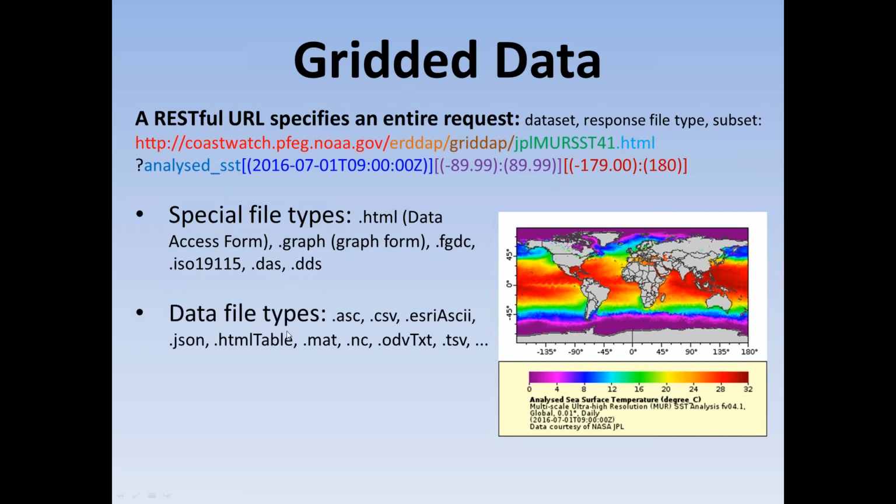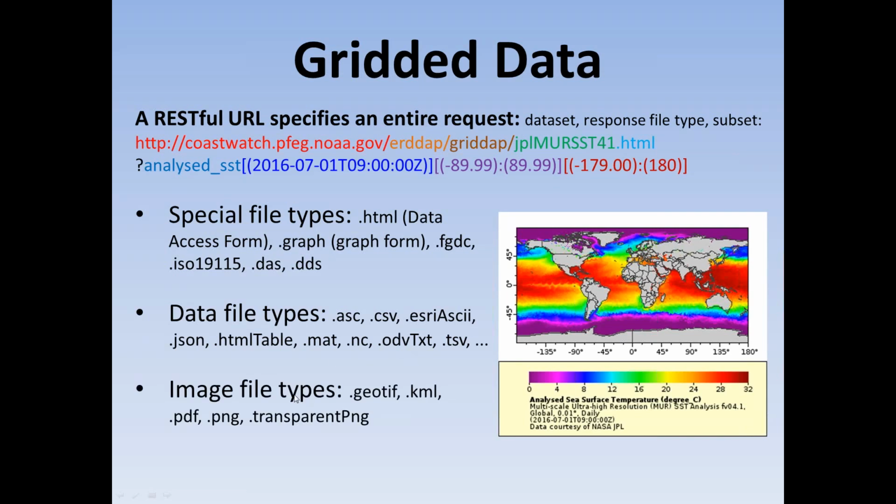Then ERDDAP has all of these data file types: ASCII, CSV, Esri, JSON. There are actually several JSON variants now. HTML table, which shows the results in your browser in a nice table. MATLAB, NetCDF, ODV, TSV, but there are lots of others. And I keep adding new ones all the time.